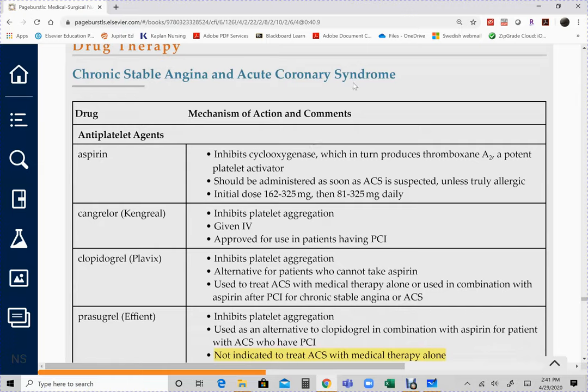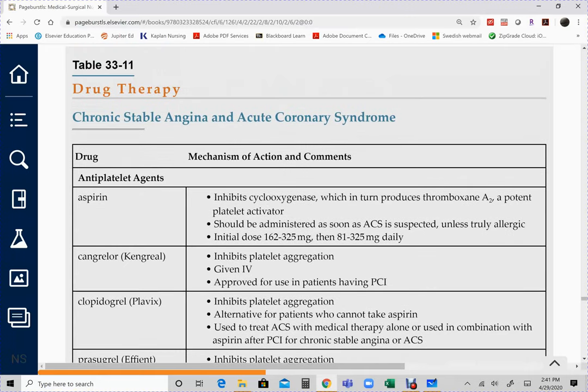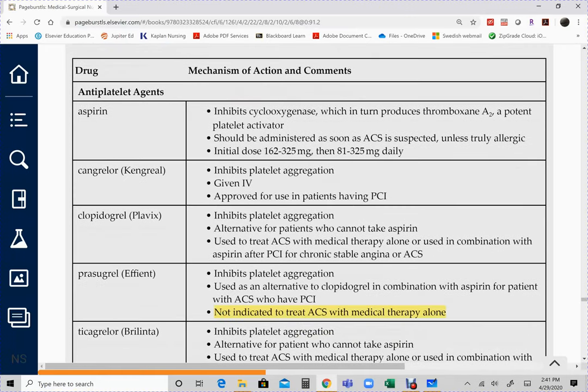So for angina, particularly both chronic stable angina and acute coronary syndrome, these are your drug therapy. Now, this will be discussed on how this will be used on the second half of the chapter, which is now under acute management or initial management and then ongoing management.